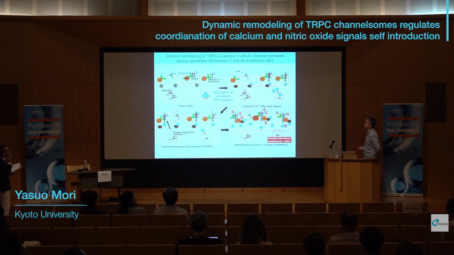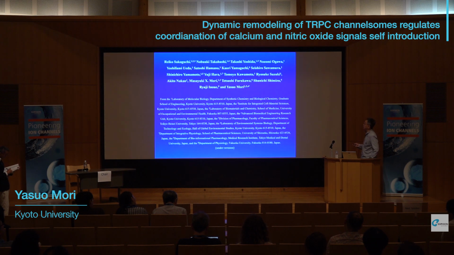And during this process, most importantly, eNOS behavior is very dynamic, or I would say the complex is very dynamic, and there is a remodeling of the complex in which eNOS is shifting the binding site from Caveolin-1 to the TRPC5 protein.